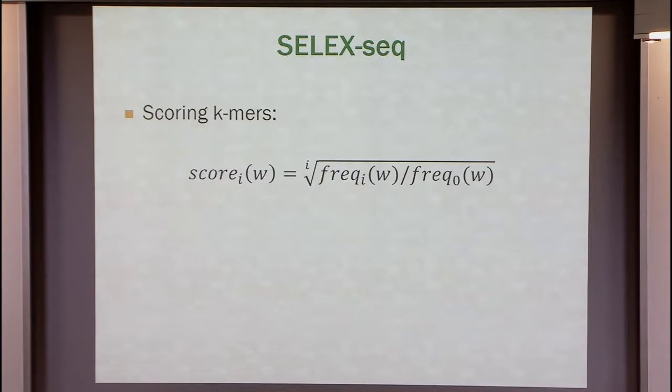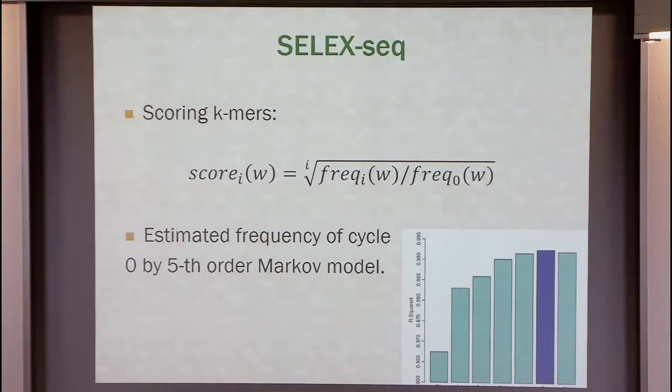Then the score that they give for each k-mer is the ratio between the frequency in the ith cycle over the frequency in the initial cycle, in a root that is to the power of 1 over i. The idea behind that is that from cycle to cycle, if we see a k-mer, it is multiplied by the same factor. So the preference for that k-mer competing with other k-mers is the same factor from cycle to cycle, and this is the factor that we are trying to figure out here. Now what they really do for the initial cycle is that they don't take the observed frequency, but they estimate it using a fifth order Markov model.